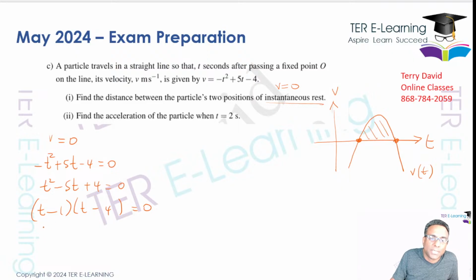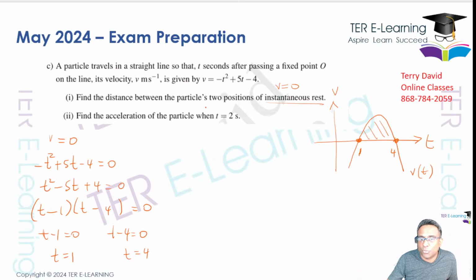Yep. So therefore, t minus 1 is 0, so t is equal to 1. So this time here has to be 1. And then t minus 4 is equal to 0, so t is equal to 4. So this time here is 4.